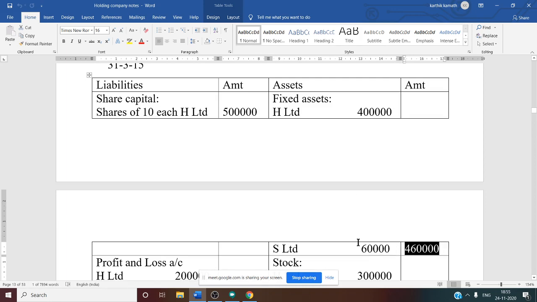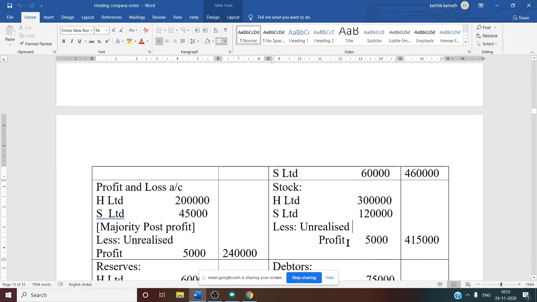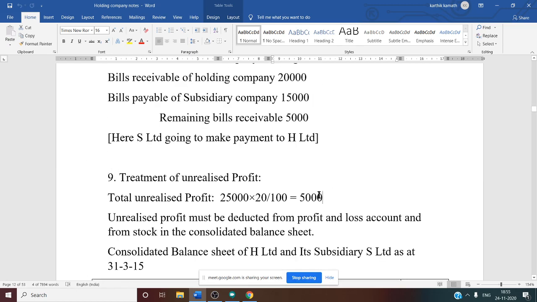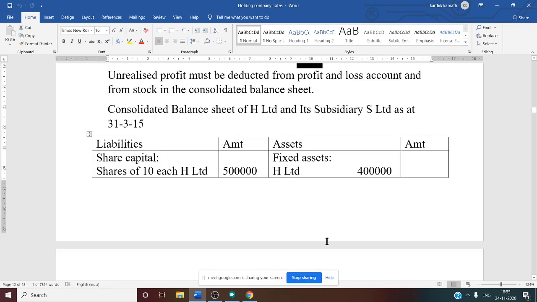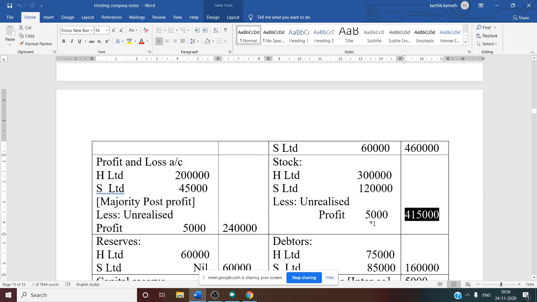That is fixed asset. After fixed asset there is stock. H Limited stock is given in the question, 3 lakh. S Limited stock is given in the question, 1 lakh 20,000. Add both. What is the total stock? 4 lakh 20,000. But you know, unrealized profit you have to deduct from stock and profit and loss account. So deduct unrealized profit from 4 lakh 20,000. This is nothing but working note number 9 answer, 5,000. So 5,000 you have to deduct. After this you will get amount 4 lakh 15,000, that is 4 lakh 20,000 minus 5,000.